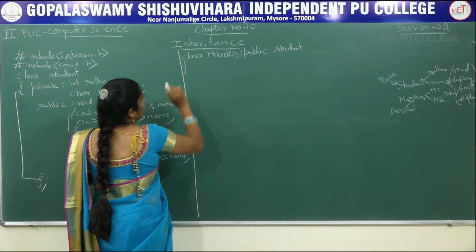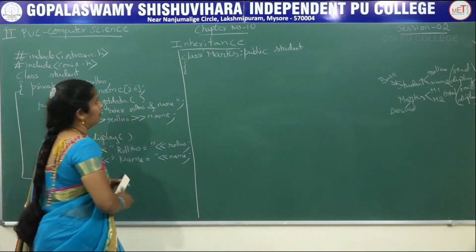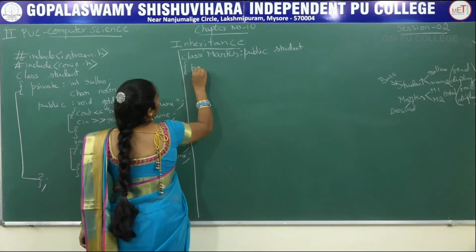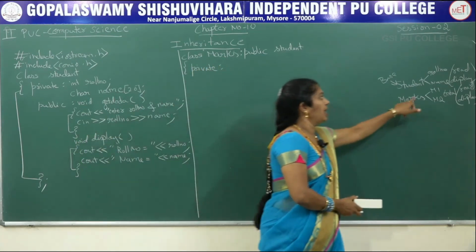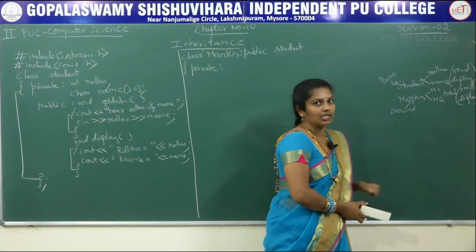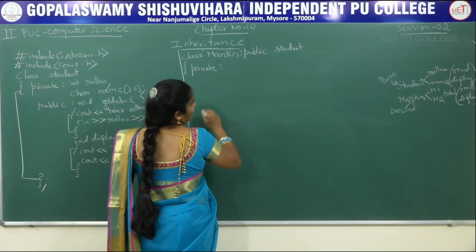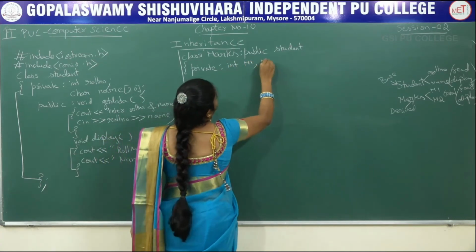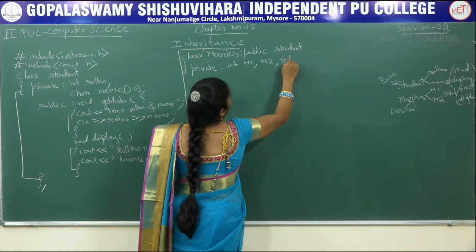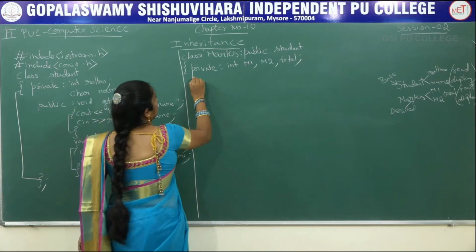Now to start the derived class, first I am declaring the data members in the private section. Private. Which data members are required for marks? Marks 1, marks 2 as well as total. How to declare the variables? For example, int marks 1, comma marks 2, comma total. Declare the data members.